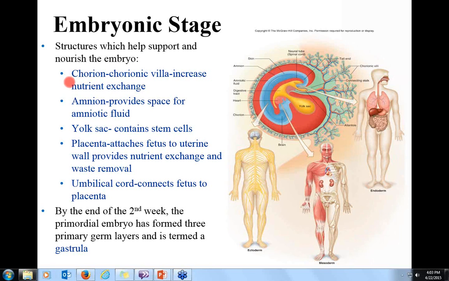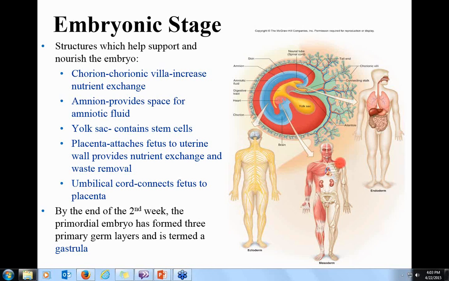You have the chorion. That's going to increase nutrient exchange between the mother and the embryo. The amnion, which is also in red. The amnion is going to provide space for the amniotic fluid. The yolk sac will contain stem cells. The placenta will attach to the fetus and uterine wall, and the placenta is going to develop in this area here. And the umbilical cord, which is going to develop in this area, is going to connect the fetus to the placenta.